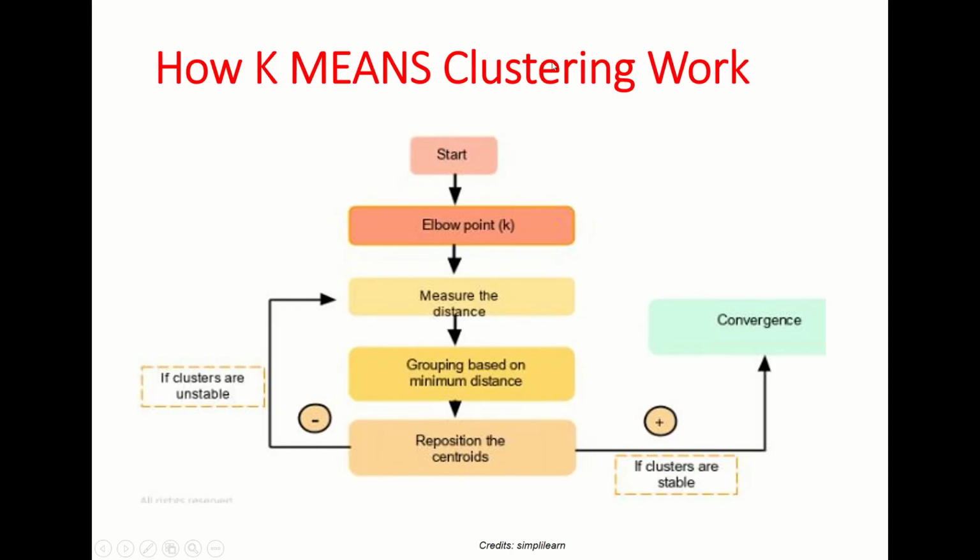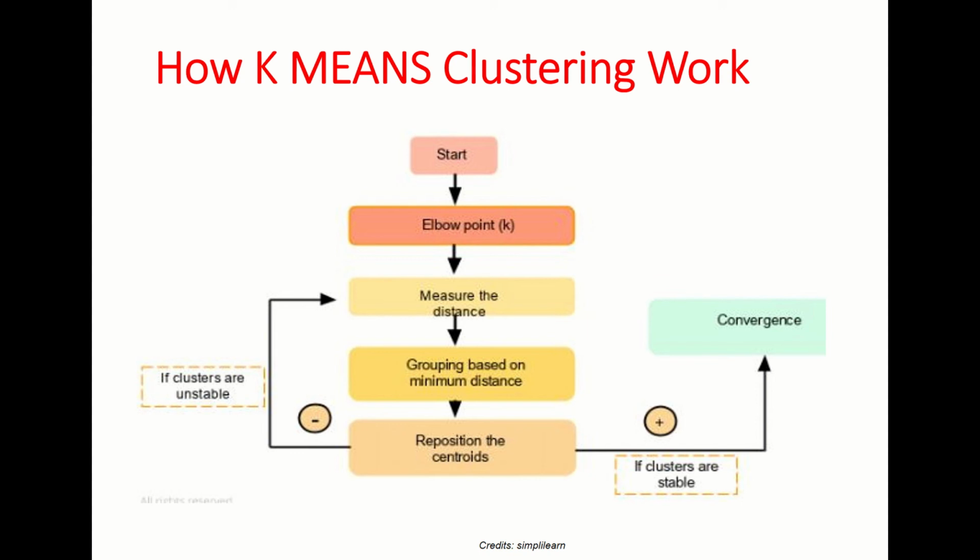So yeah, we'll see how k-means clustering works. This is a flow chart of how k-means clustering works, and this is basically the algorithm for k-means clustering. The first thing we need is a proper data set. Once we have a proper data set, which is cleaned and prepared for processing, we start with how to determine the k.